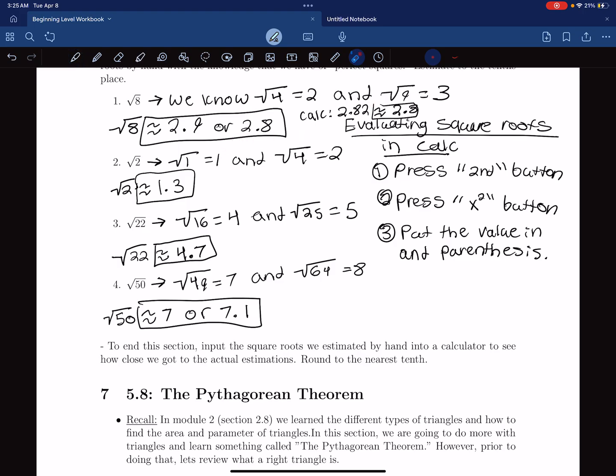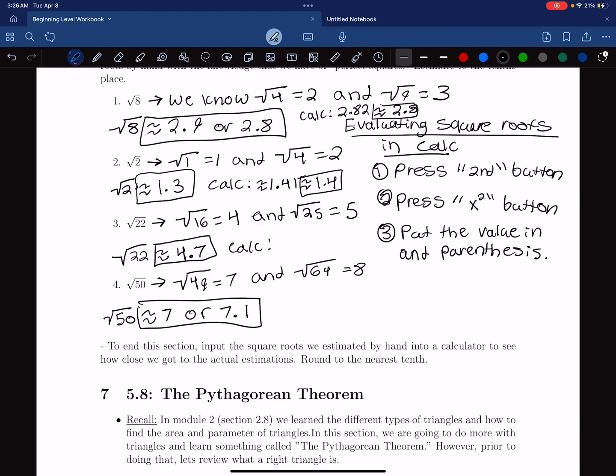And the square root of 2, if we evaluate that, let's put that in our calculator. And our calculator says that is approximately 1.41, and then rounding, 1.4. Now, I guessed 1.3, but that was close. And then looking at example 3, we guessed 4.7. Let's see how close we were.